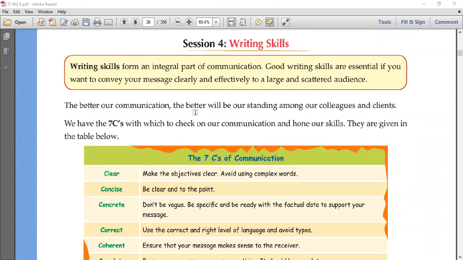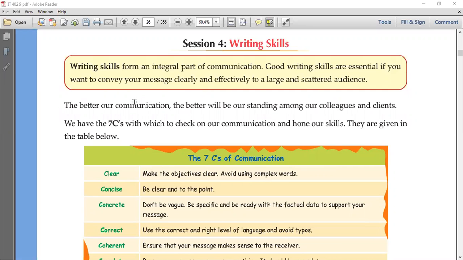Then we have writing skills. Writing skills are an important and integral part of communication, a very important insight. So good writing skills are essential if you want to convey a message clearly, right? You should be clear with your thing, you should be good in grammar, you should frame the sentences in a proper way. ग्रामर अच्छी होनी चाहिए, मिस्टेक्स नहीं होनी चाहिए, स्पेलिंग मिस्टेक्स नहीं होनी चाहिए, right? So the better your communication, the better will be your standing among your colleagues and clients. जितना better आपका written communication skill होगा, उतना better आपका surrounding होगा, right?